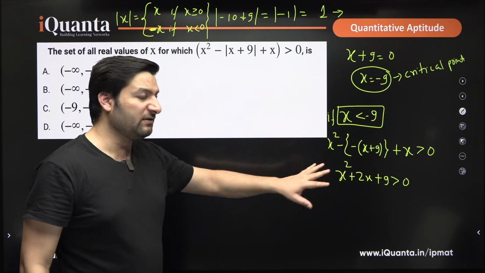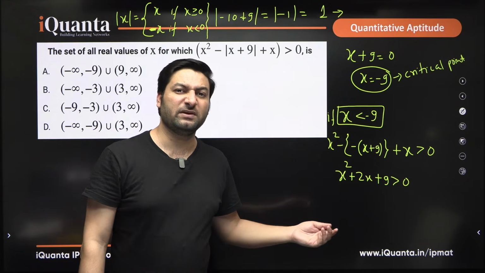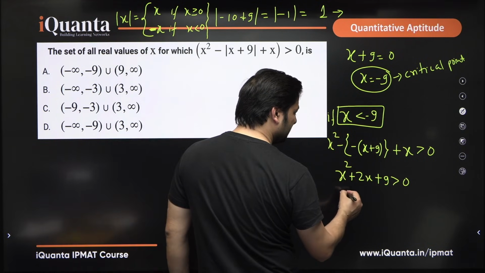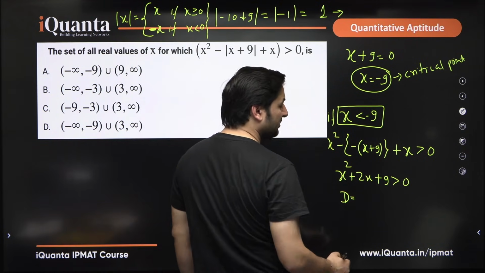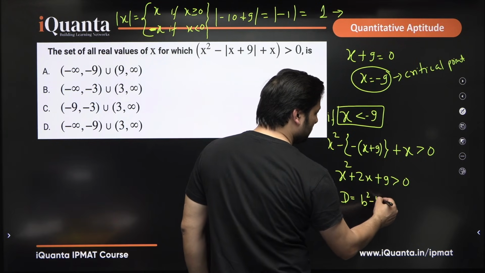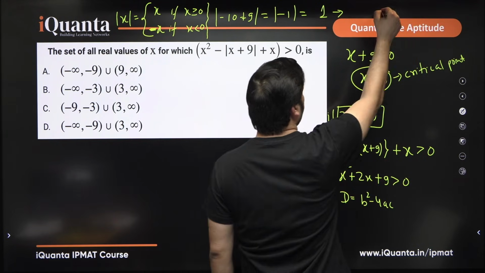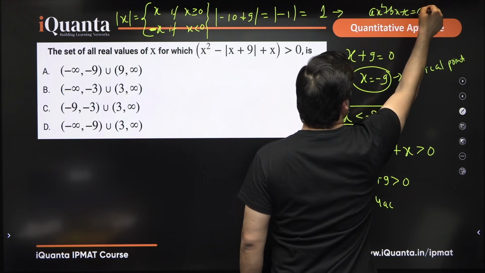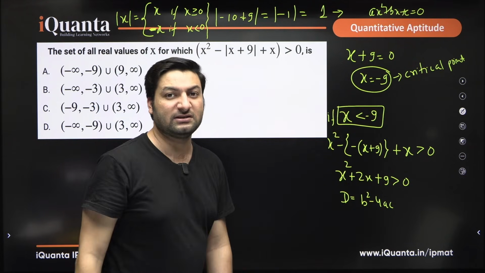So what you have to do is, if a quadratic equation is not being factorized in inequalities, you simply have to check its discriminant. What is discriminant in a quadratic equation? b square minus 4ac, yes or no? If your quadratic equation is of the form ax square plus bx plus c equal to 0, D is your discriminant. Discriminant basically tells us the nature of roots.